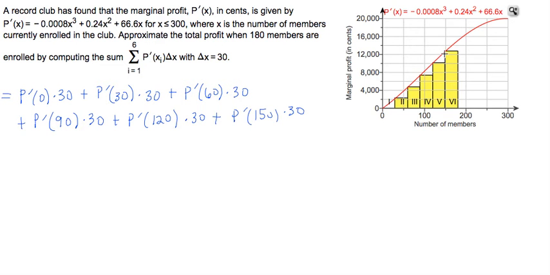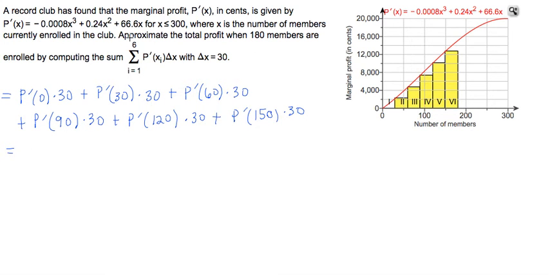That's because for the interval from 150 to 180, the rectangle that approximates that area has its height taken at the left side at 150. So we don't need a P prime of 180 here. That would be adding on an extra rectangle past x equals 180. Okay, so then we want to approximate all this.